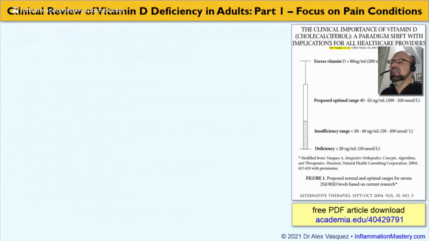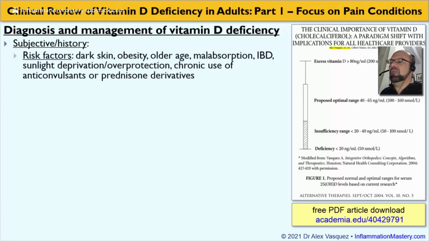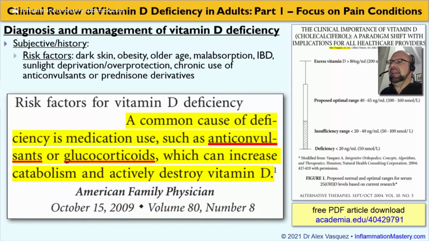So what then is our means for diagnosing and managing vitamin D deficiency? You're going to use the same protocol that you use for every condition, and that is, of course, you start with subjective or history, and you look for risk factors such as dark skin, obesity, older age, nutrient malabsorption, including inflammatory bowel disease, sunlight deprivation, including medical overprotection, which includes everybody who either lives indoors, wears clothes, or puts on sunscreen, chronic use of some drugs, especially anticonvulsants and prednisone derivatives.